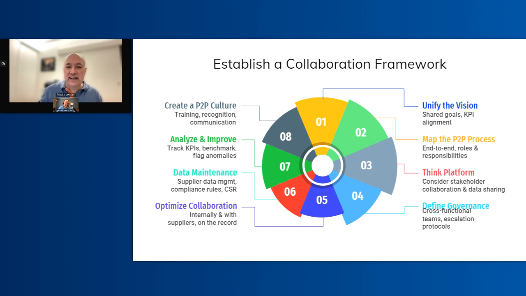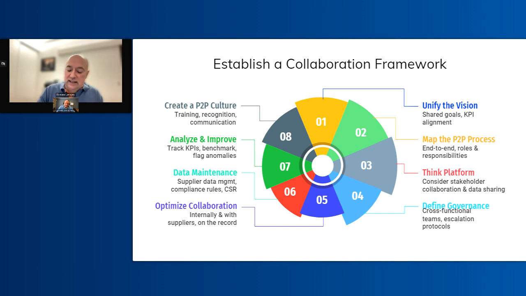Unifying the vision. I swear you could have the smallest project in the world, as long as it involves 2 people, let's just make sure that we understand what the goal is, right? And then how do we measure success? And then mapping it out. What are the roles and responsibilities?